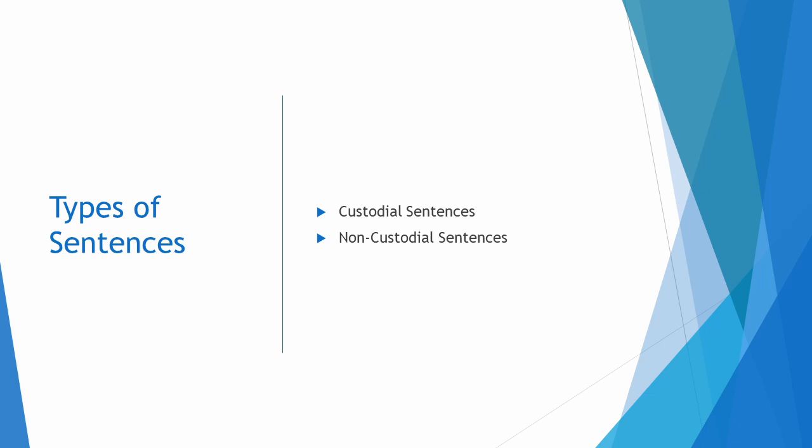There are two types of sentences that can be given to adults. These are custodial sentences and non-custodial sentences. A custodial sentence is where the offender is imprisoned for a specific period of time. This includes a mandatory life sentence, which is imposed if the offender has committed a crime where they have to be punished with a life sentence.